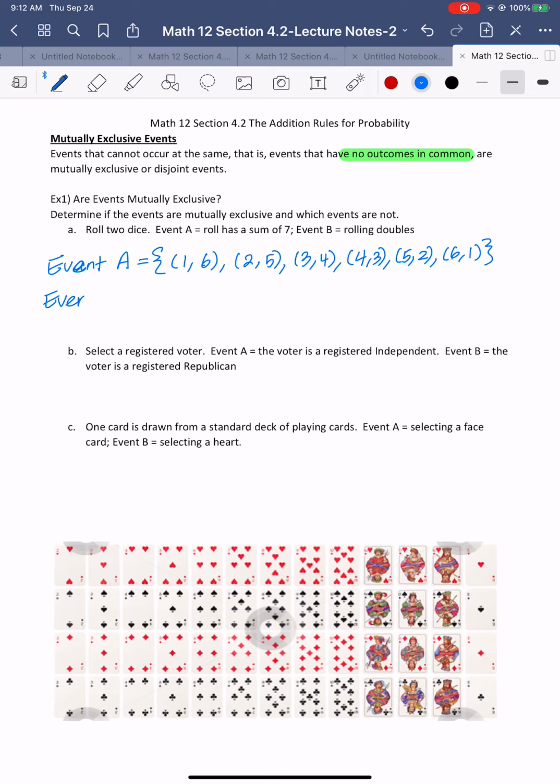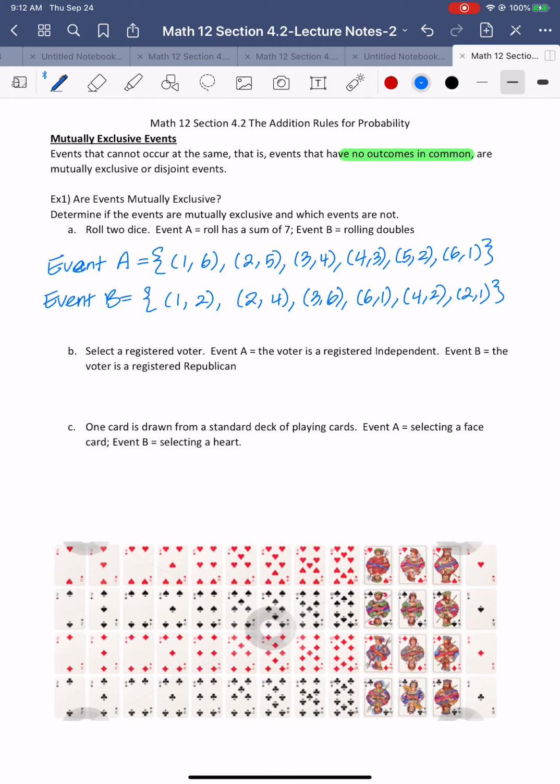Event B is rolling doubles, which means when you have a 1, the second one should be a 1 as well. The doubles are 1-1, 2-2, 3-3, 4-4, 5-5, and 6-6. So the relationship between the numbers on the two dice is that they are the same.